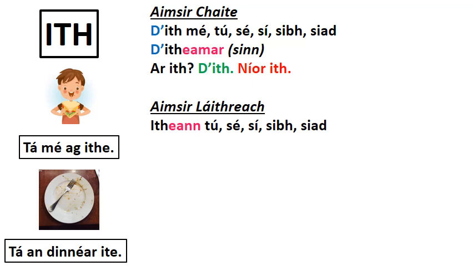There's a little difference in the spelling because this one is narrow, but it's still following the rules. Ithim, tú, sé, sí, sibh, siad. Next, I'd be expecting a special ending for we, which would be imid, and a special ending for me, which would be im. Let's see. Ithimid, okay, and ithim, okay.